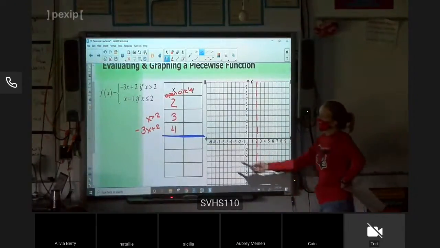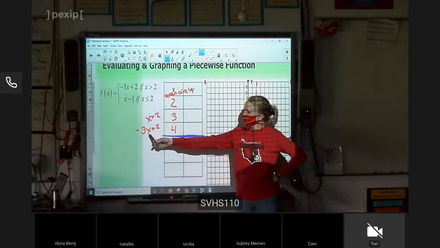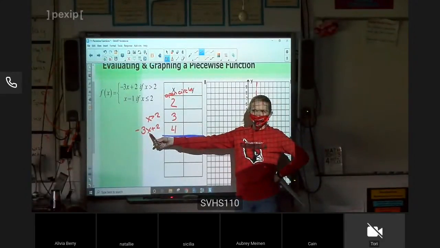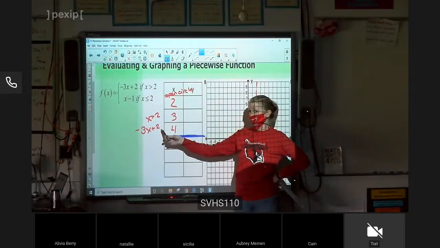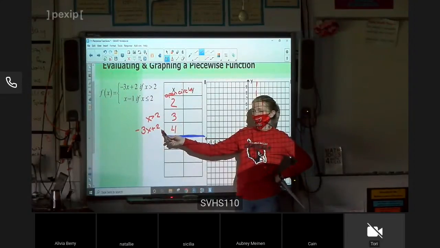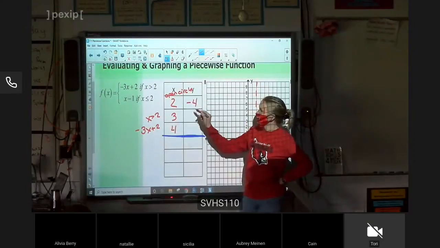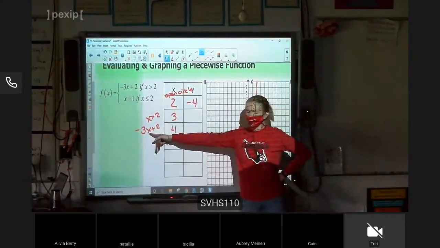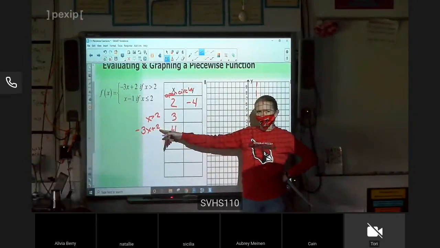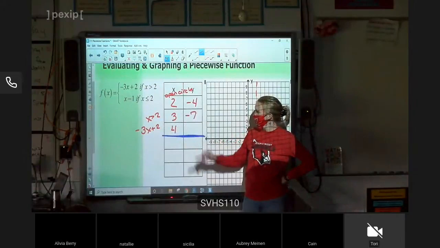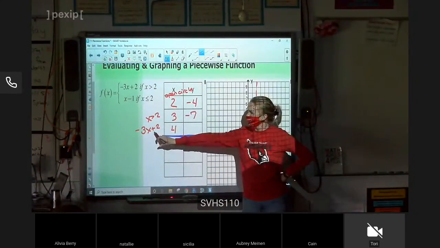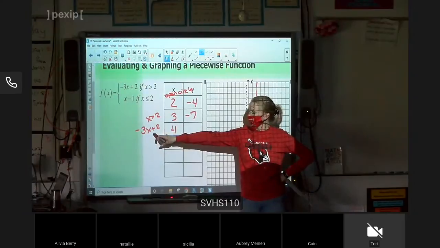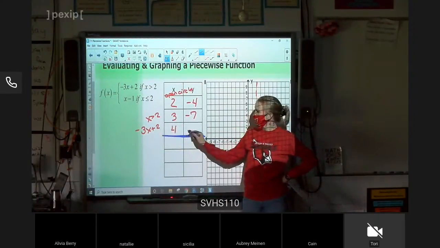So if I plug in 2, -3 times 2 would give me -6 plus 2 would make it -4. Good. Okay, so we're just plugging the numbers in. If I plug in 3, -3 times 3 is -9, plus 2, -7. -3 times 4 would make -12, plus 2, -10.